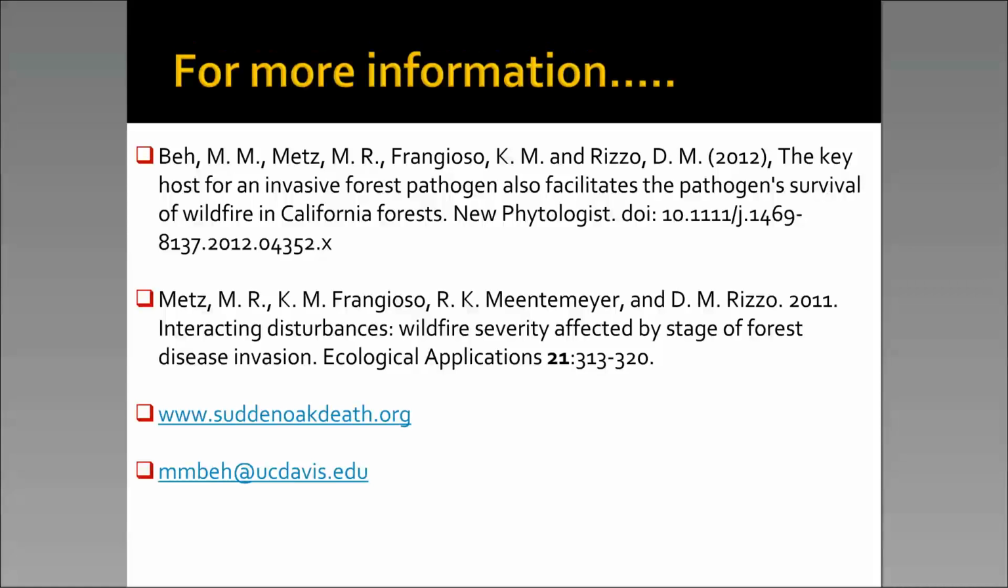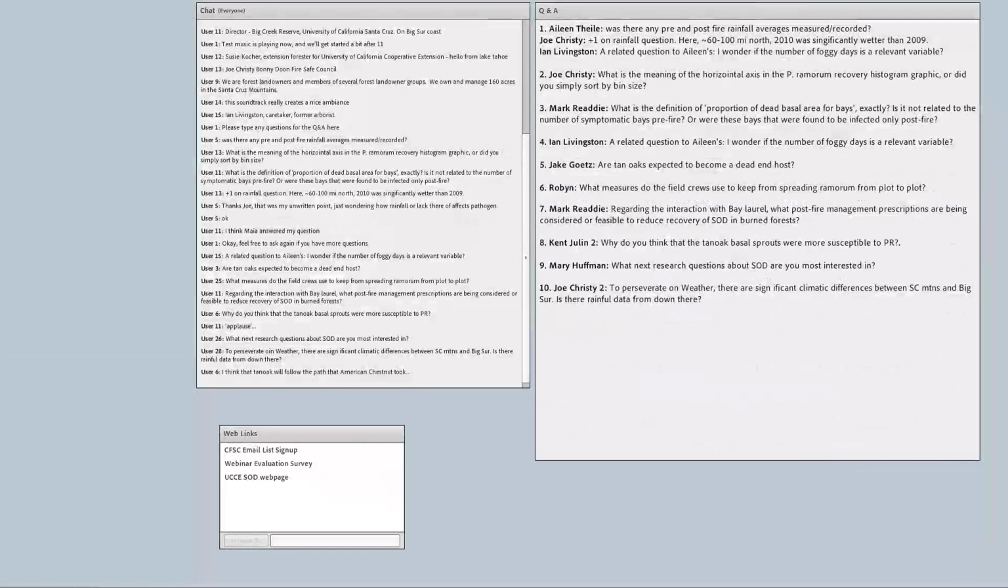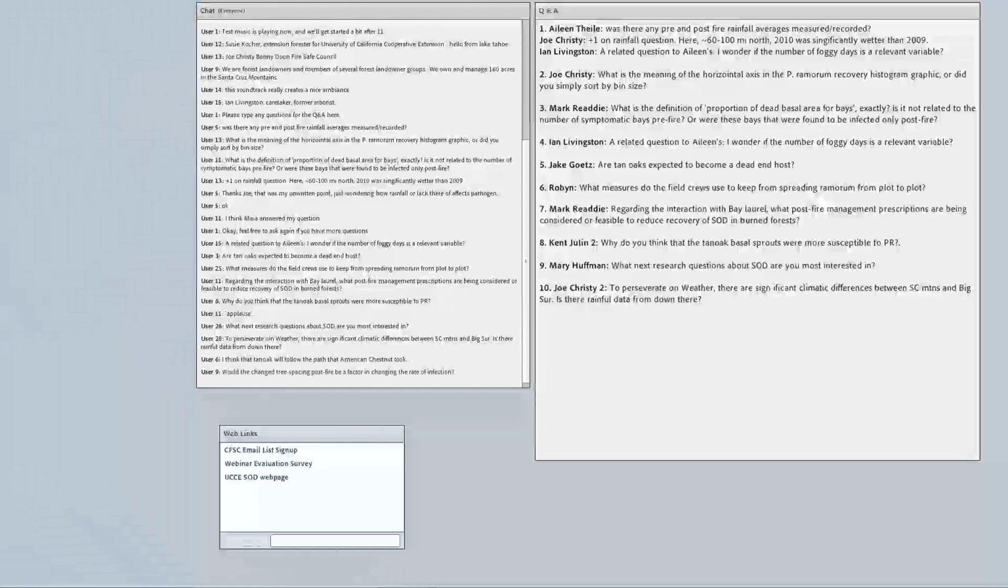But definitely for a while, those resprouts on the tan oaks, it was shown from this research that they become infected very quickly after the fire, and so they could spread it to other low-lying vegetation. But because they're low-lying and not up in the canopy, they're not going to be as effective in dispersing the pathogen. Yeah, we'll certainly find out in further studies. And then Kent, a similar question, writes, why do you think the tan oak basal sprouts were more susceptible to Phytophthora ramorum?